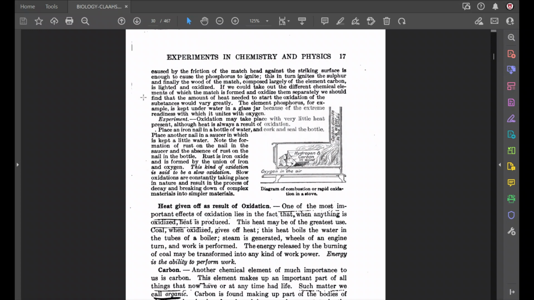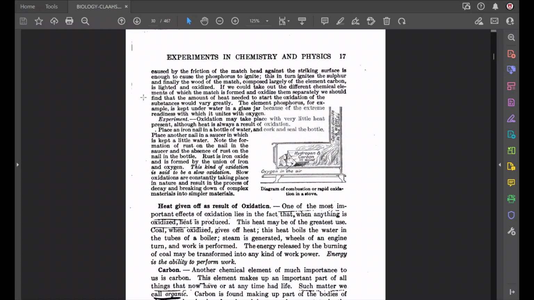When we rub that match on the matchbox, the friction causes heat, and it causes the phosphorus to ignite. This in turn ignites the sulfur, and the sulfur in turn ignites the wood of the match.